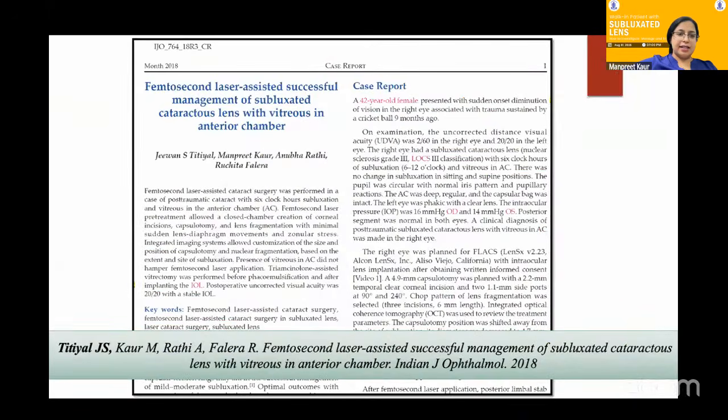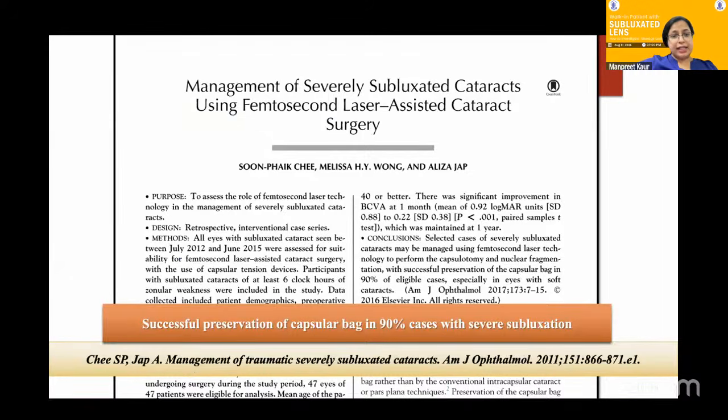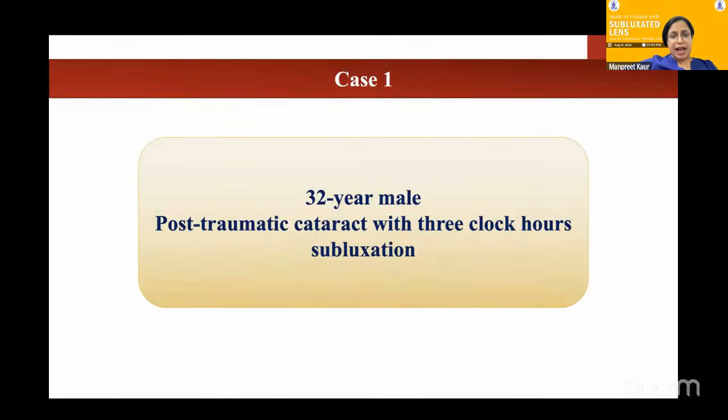So this is our study on femtosecond laser-assisted management of subluxated lens with vitreous in the anterior chamber. There is also a large series by Chee Soon Phey from the Singapore National Eye Centre, in which successful preservation of the capsular bag was possible in 90% of cases with severe subluxation, which is higher than if you do conventional phacoemulsification alone, in which you may then need to do an IOL with scleral fixation, or a lensectomy, or an ICCE. So I'll just highlight two cases in which femtosecond lasers have been used.